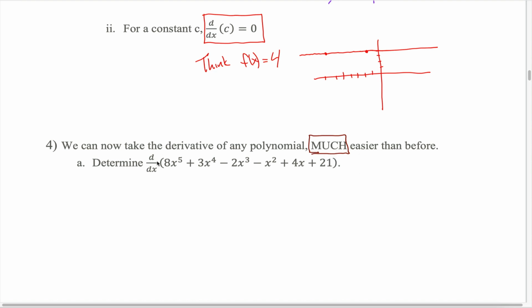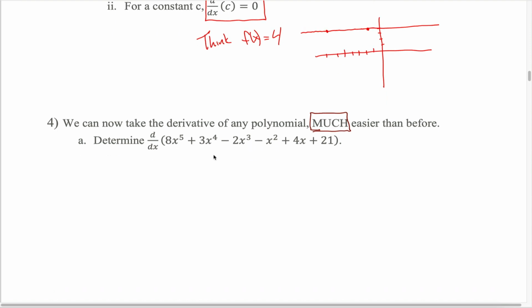Don't believe me? Take this example back to 3.1. Throw that into a difference quotient and try to simplify this huge mess. You don't even have to do the whole thing. Do the first few steps and you'll be like, yeah, you were right. Never mind. I never want to figure this out with the difference quotient again. You don't have to. The derivative of 8x to the 5th plus 3x to the 4th minus 2x cubed minus x squared plus 4x plus 21 is easy.